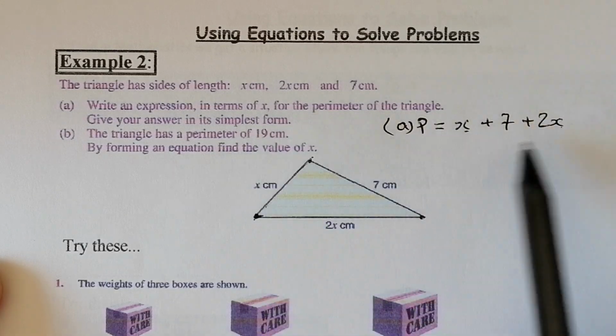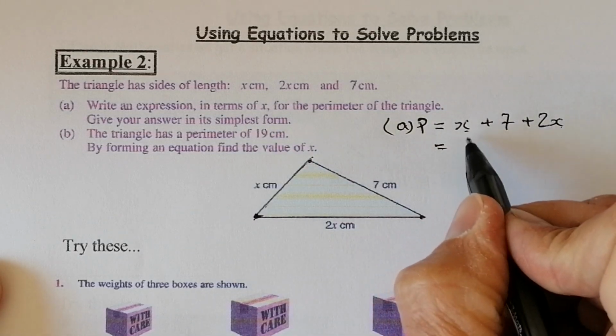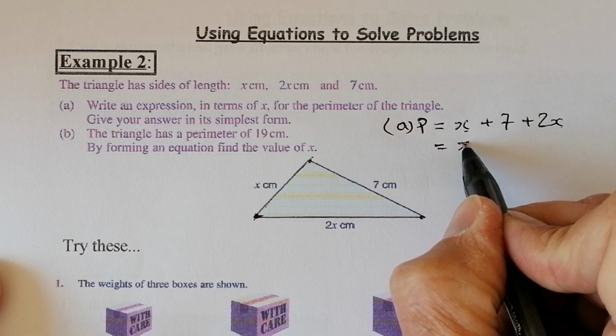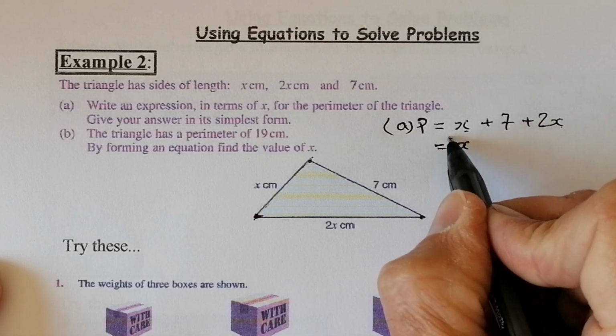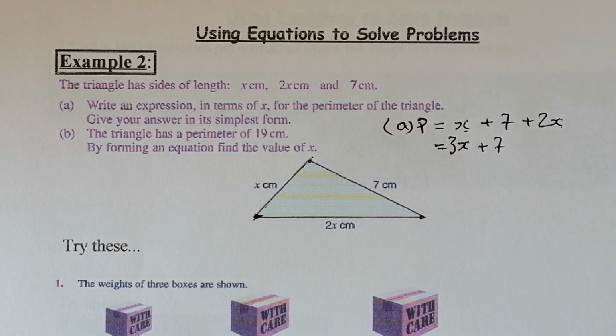I have to write this in its simplest form. So what I'll do is I'll gather that together. So that's going to be x, and the 2x gives me 3x. I've got a 7 there plus 7. So the perimeter is equal to 3x plus 7.